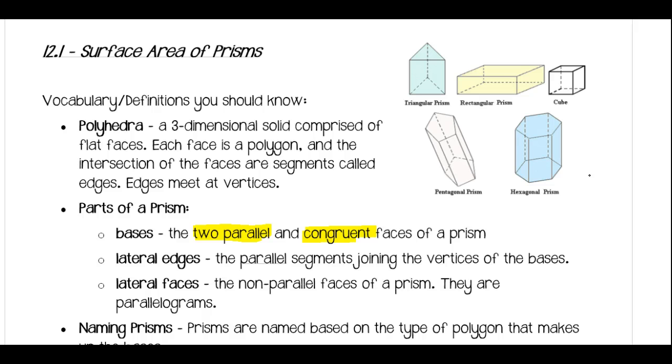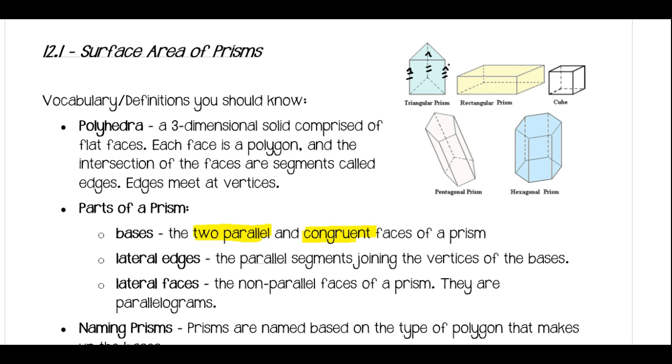We also have lateral edges. These are the parallel segments joining the vertices of the bases. So if I take a look at this triangular prism here, this is a lateral edge, this is a lateral edge, and this one in the back are lateral edges. They connect the vertices of the bases. The bases are triangles, and they're all going to be congruent, and they're all going to be parallel. Okay, so keep that in mind.